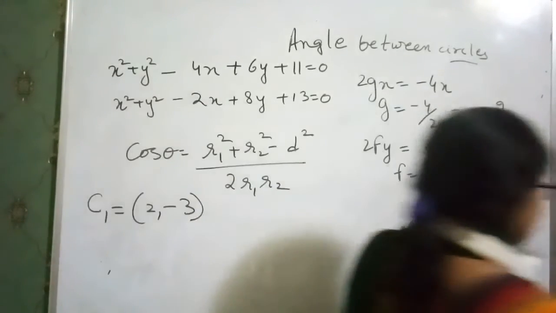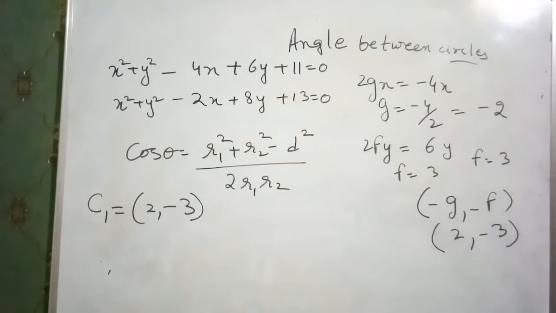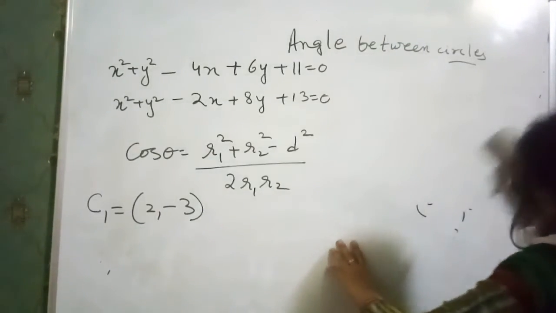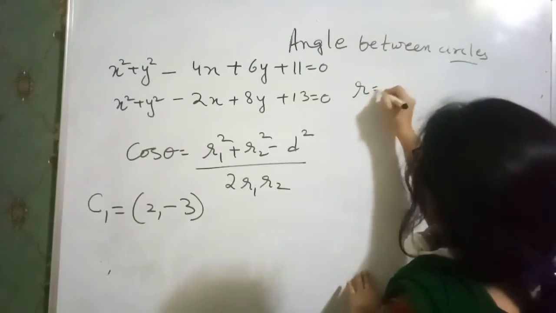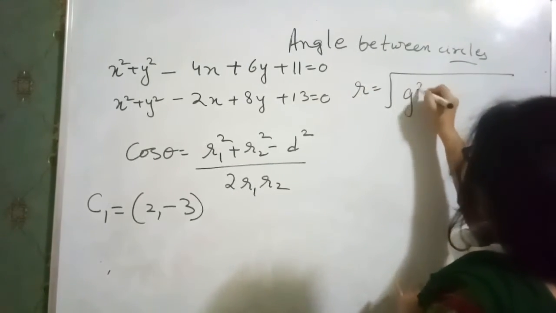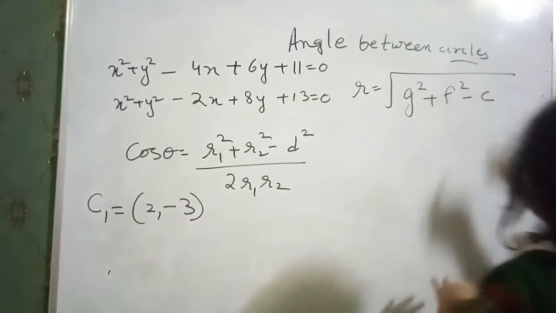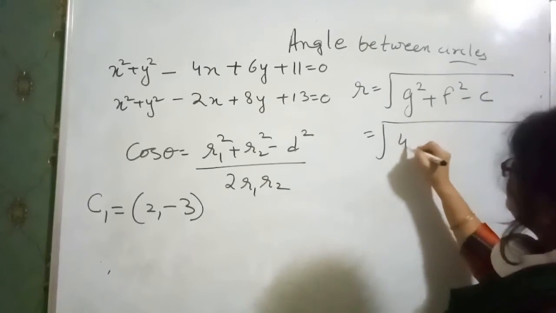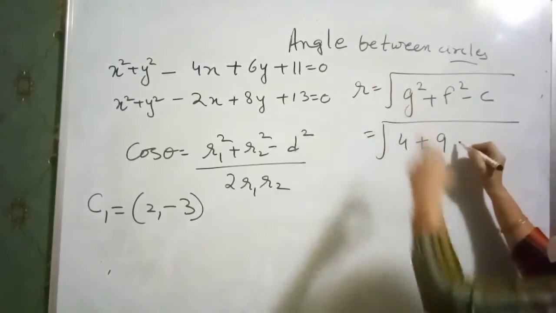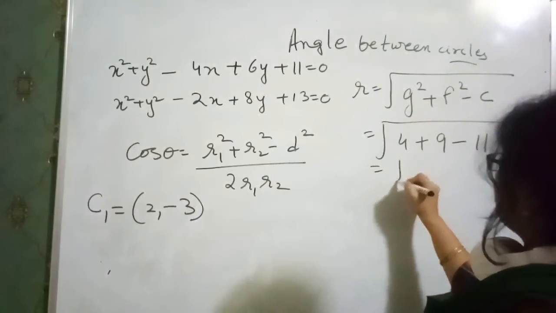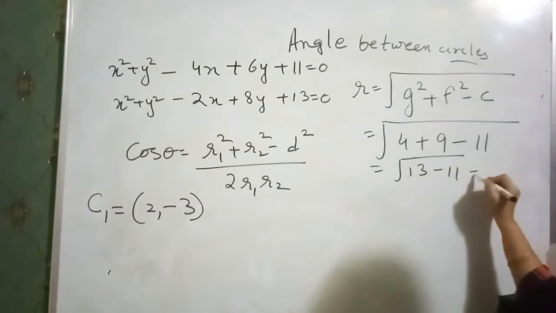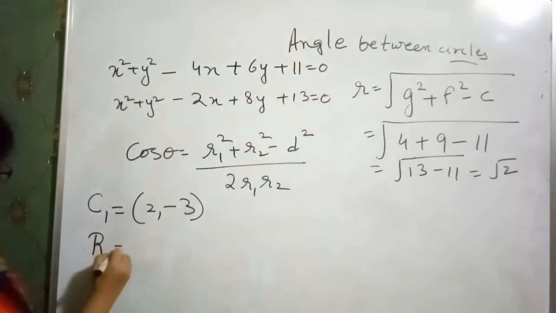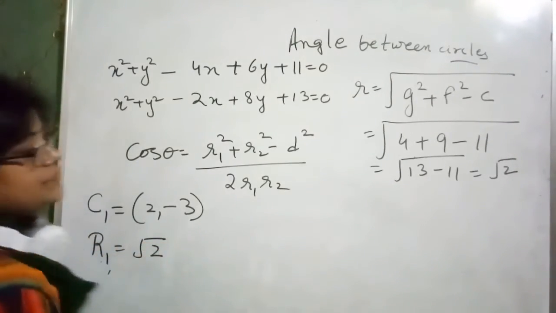Now we have to find the radius for the first circle. So the radius for the first circle is equal to under root g square plus f square minus c. So we have g square, that is 4, f square is 9, and minus c, that is minus 11. So we have 13 minus 11, that is under root 2. Clear? So radius of the first circle is under root 2.